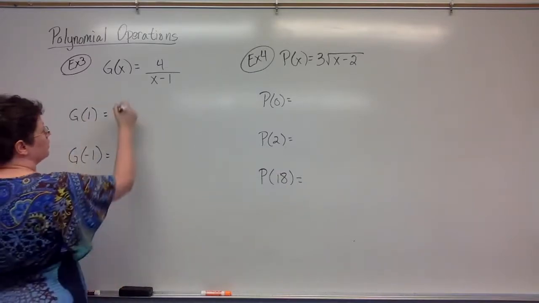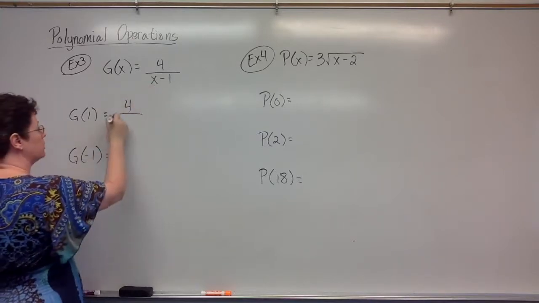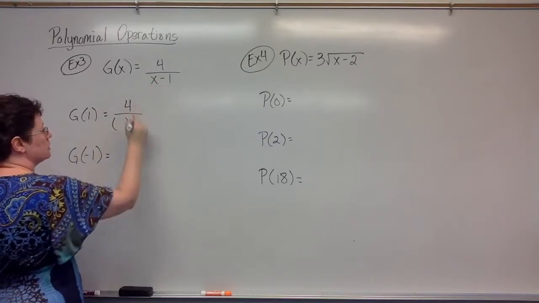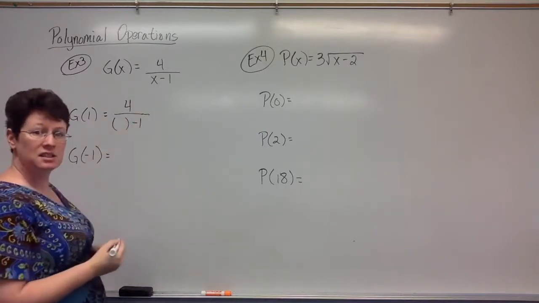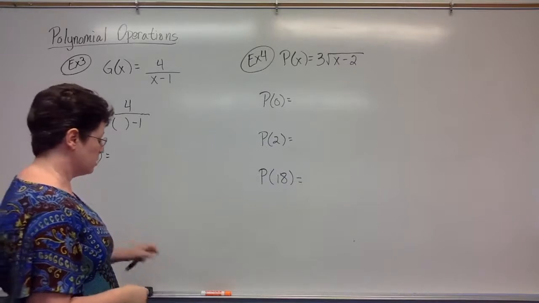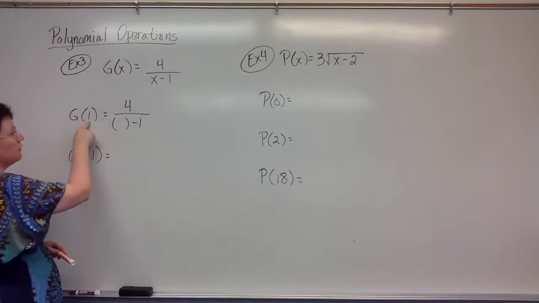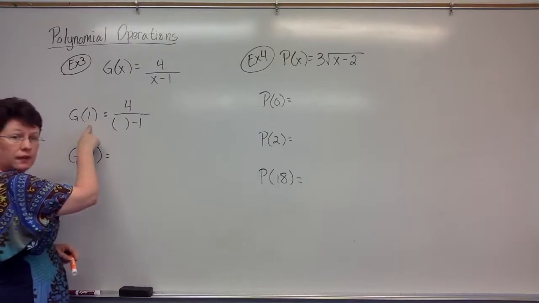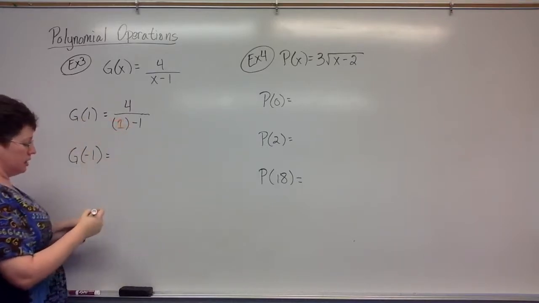So I write down my equation. 4 divided by, where there's an x, parentheses, minus 1. I just have to remember that all of that is in the denominator. And it's no big deal. What are we plugging in? We're plugging in the value that's inside the parentheses on the other side. That's a positive 1. That's easy enough.